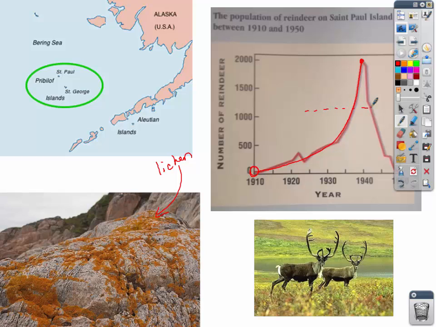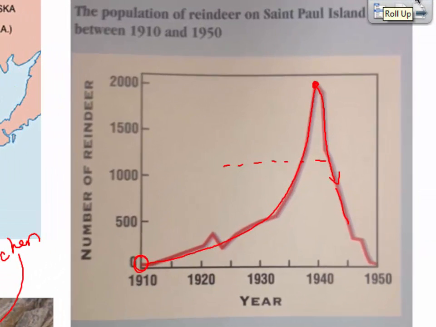Somewhere in here is the carrying capacity of the island, based on the limiting resource, the lichen, and there was too many reindeer and not enough food. So the reindeer died off. And the population actually died off, and let me minimize this little window. You can see that it almost died off to extinction. There was about 8 left in 1950.